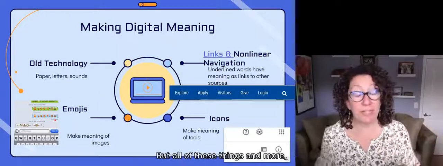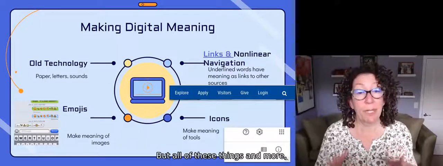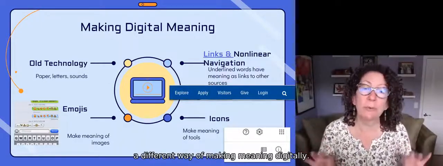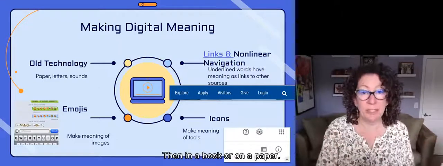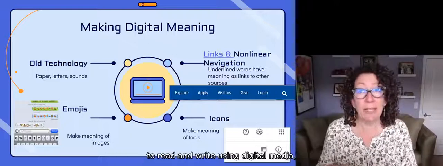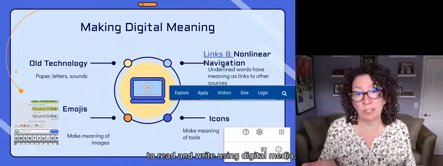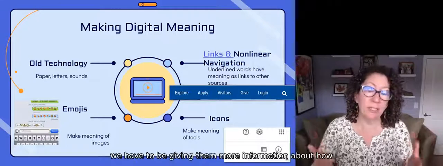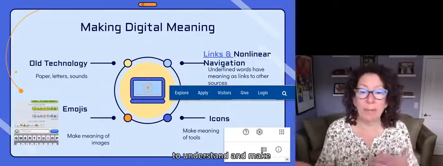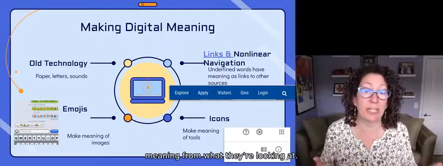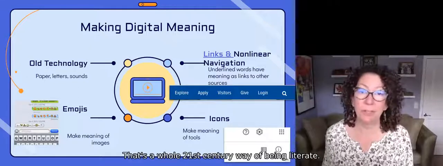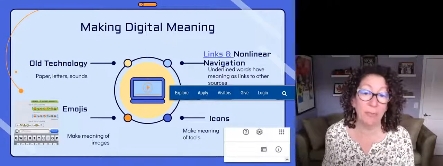I'm sure maybe you've had some experience with this, but all of these things and more are a different way of making meaning digitally than in a book or on a paper. And that means that when we're teaching students to read and write using digital media, we have to be giving them more information about how to understand and make meaning from what they're looking at. So that's a whole 21st century way of being literate.